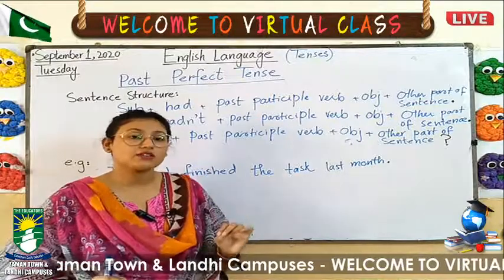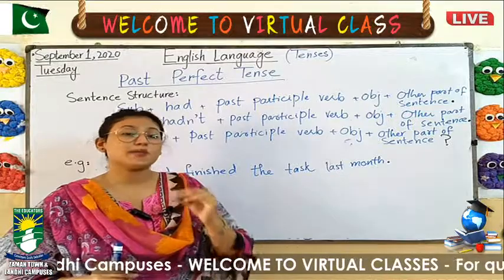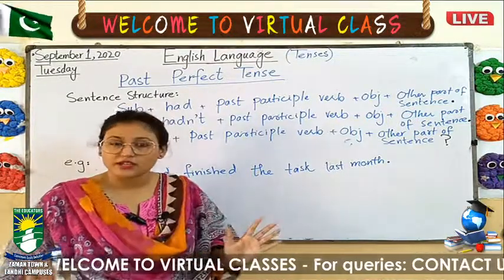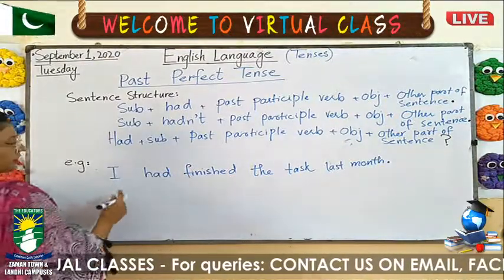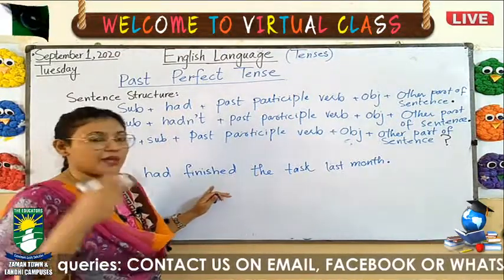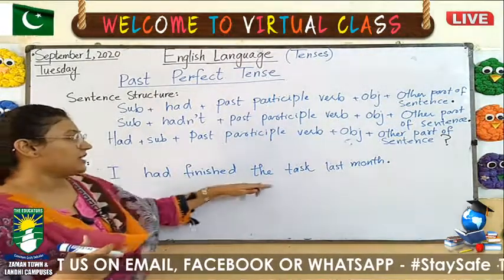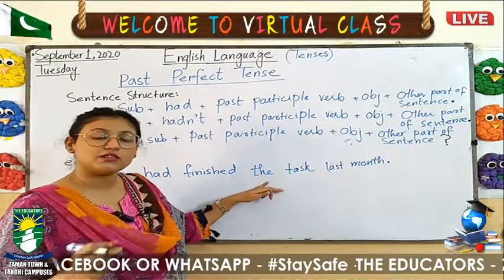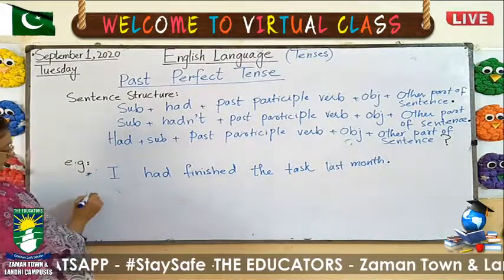Example: I had finished the task last month. I had completed my task, or I had completed the task at some point in the past. So it was completed, it is not further remaining, it was done. Fine. I can give you more examples. Okay, let's change this sentence into negative. How would you change this into sentences? Let's make it: I had not or hadn't finished the task last month. Had I finished the task last month? Question mark.